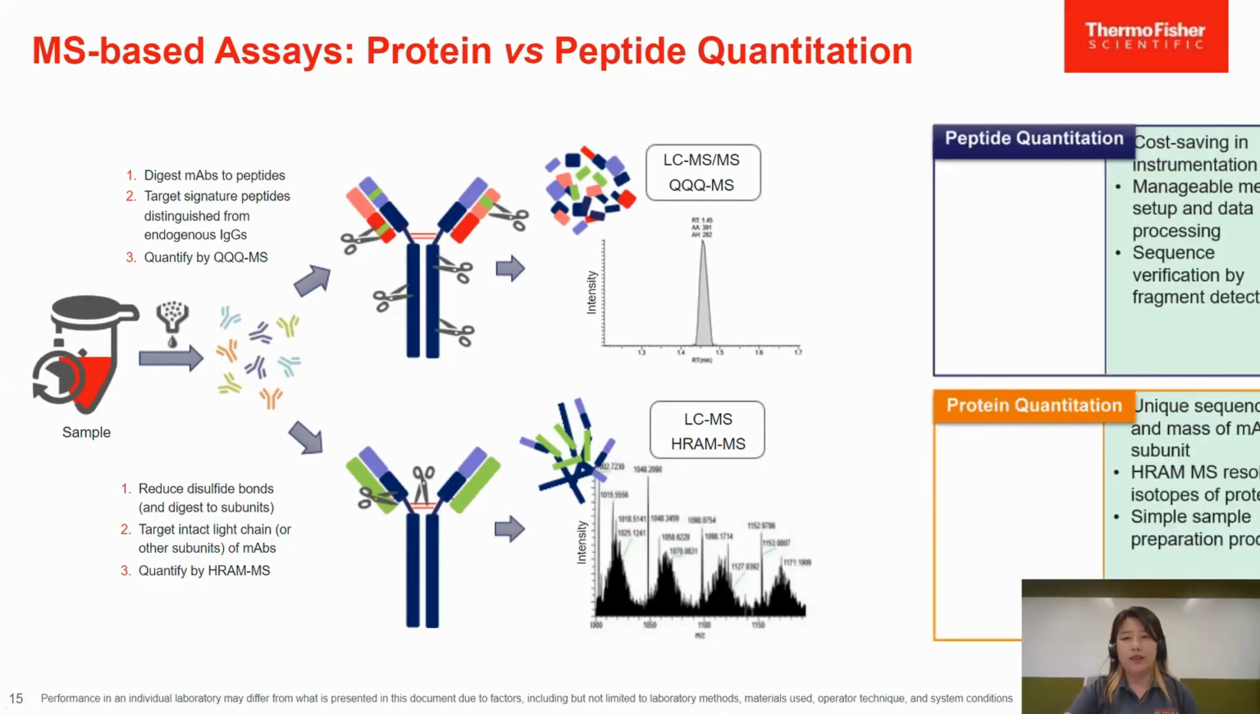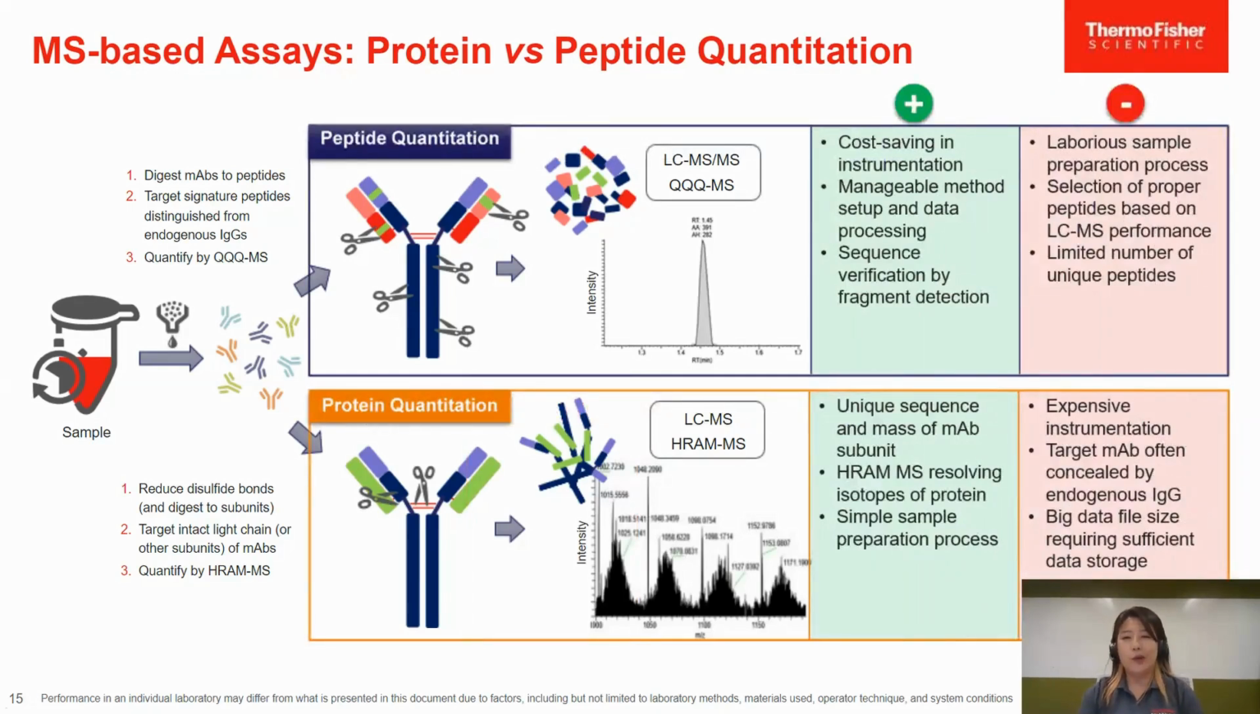And of course, there are pros and cons for both approaches. When you're using peptide quantitation, there's a cost saving in the instrumentation, and the method setup and the data processing are quite easy and manageable.